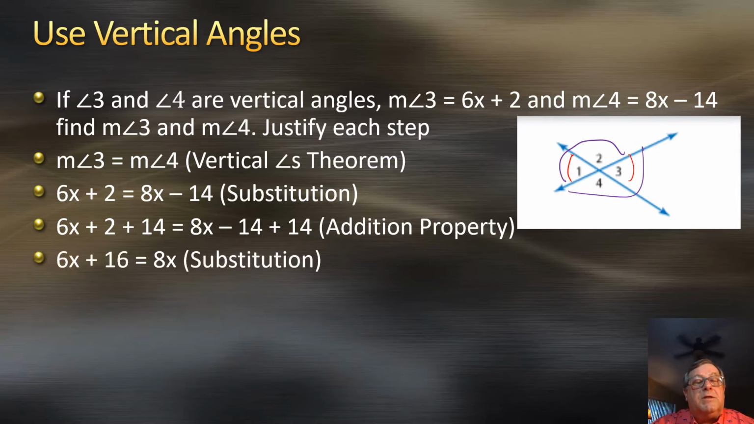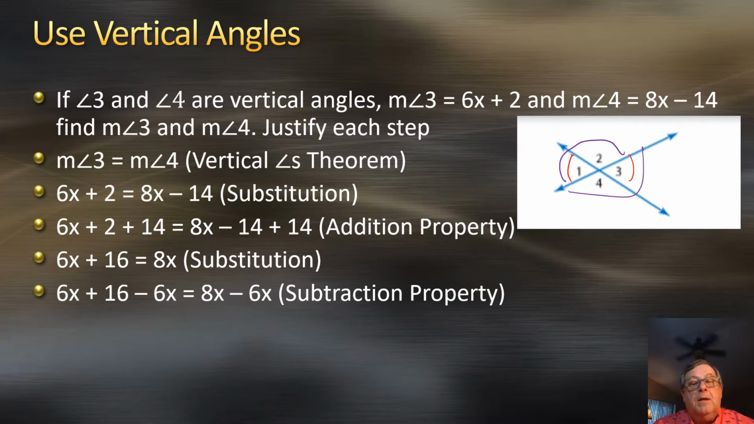And then we end up with 6x plus 16, because 2 plus 14 is 16. Negative 14 plus 14 is 0. 6x plus 16 equals 8x. That's our old friend substitution. And now I think I may subtract 6x from both sides using the subtraction property. And then using substitution, I end up with 16 equals 2x.